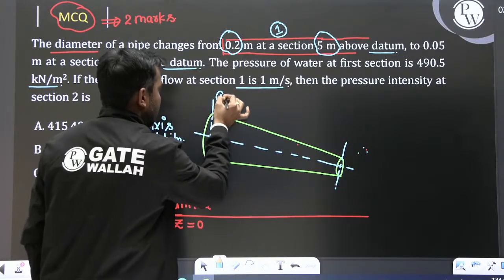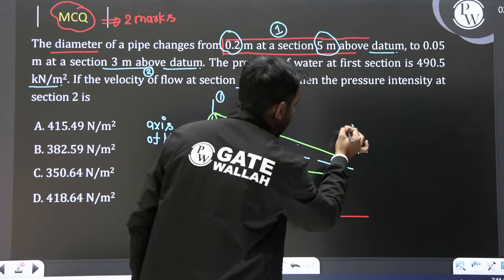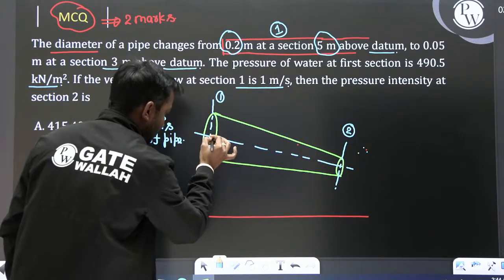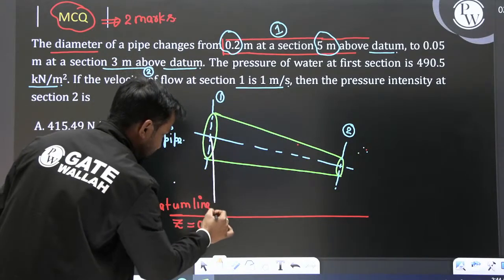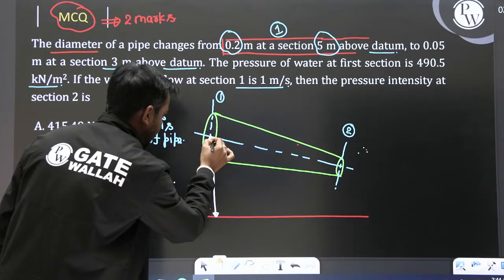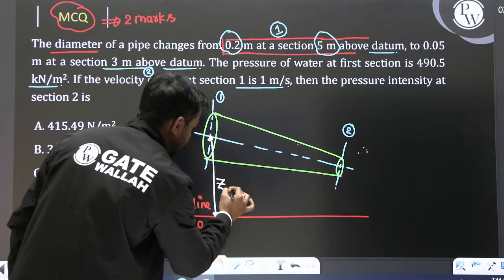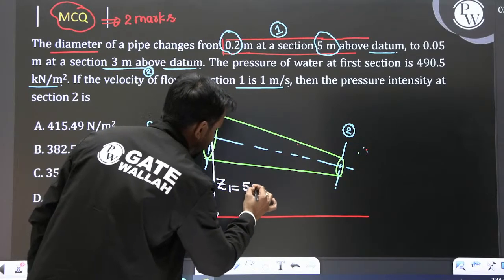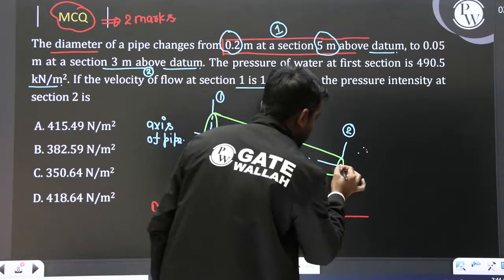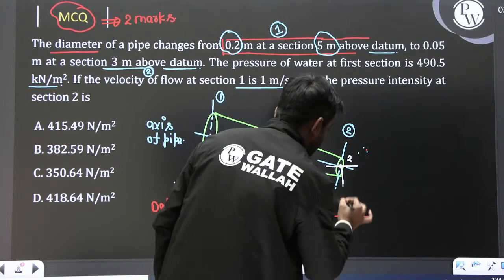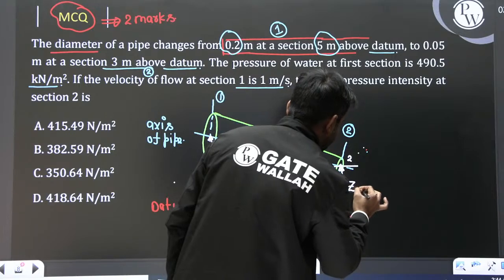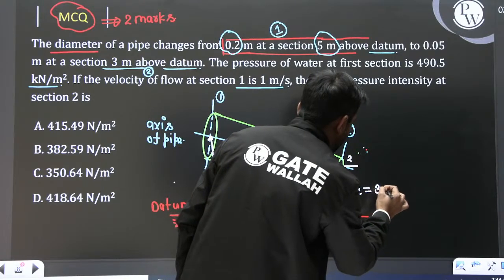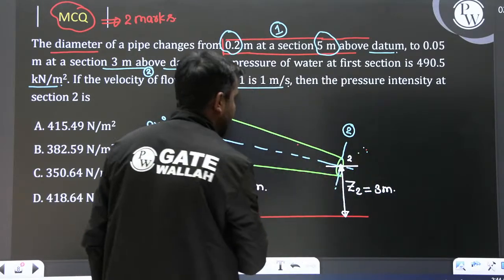So let me take this section as 1, and this section as 2. The elevation here, let me assume this is Z1, and Z1 is 5 meters. Somewhere here, this height, let me assume this is our Z2, and Z2 is 3 meters, and this is 5 meters.